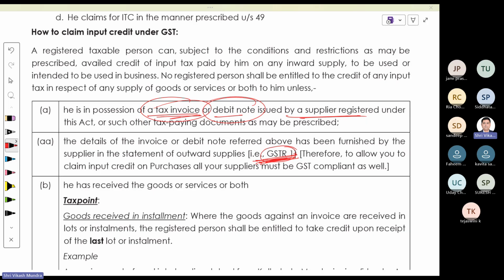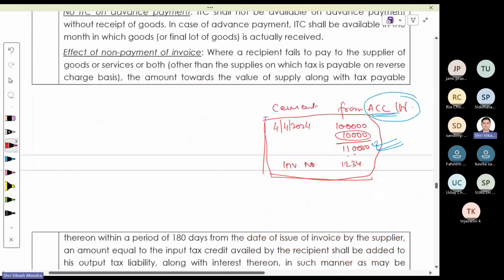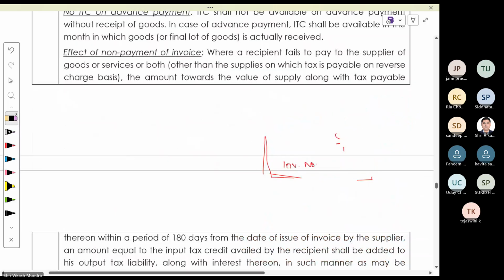Now the question arises again. Try to understand the practical scenario. Suppose ACC Limited has the following sales. Sale number one, invoice number one, rupees 1 lakh, GST say 10,000, to Mr. Sandeep.